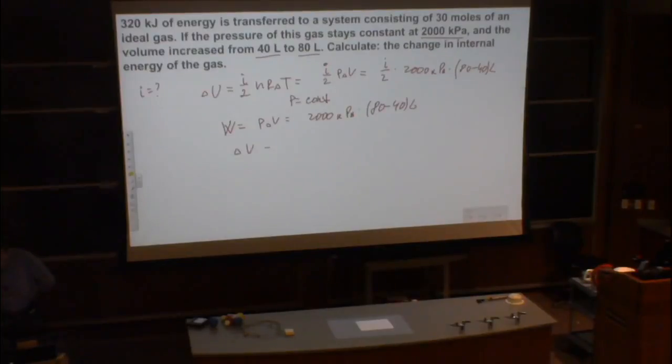Okay, now delta U plus W should be equal to Q. So what does it tell us? i over 2 times 2,000 times 40 plus 2,000 times 40 should be equal to 32,000 joules. Okay, now I see. I guess we can use this equation to figure out what kind of gas we have by solving it for i. If it's a pure gas, it's going to be 3, 5, or 6. If it's a mixture, it could technically be anything. If you have CO2 and hydrogen mixed together, that mixture will not have a given i. It will be some number. So what do we have here?